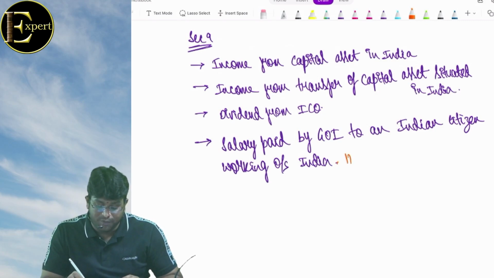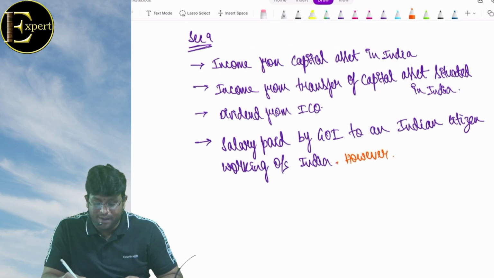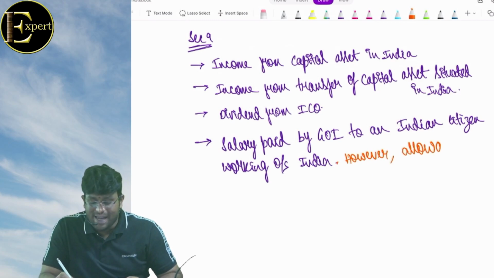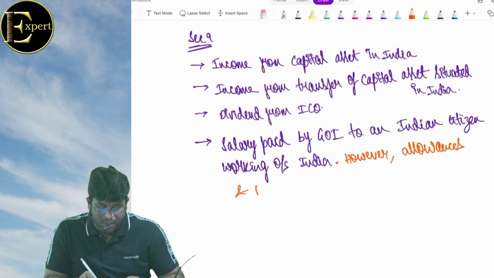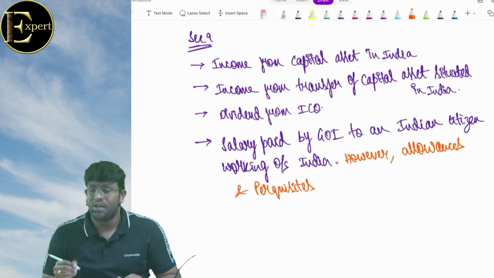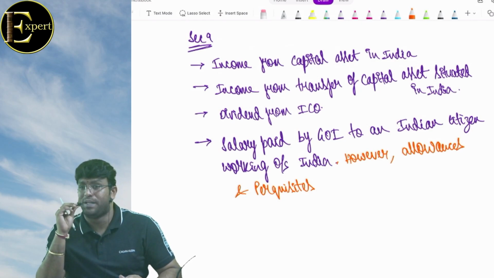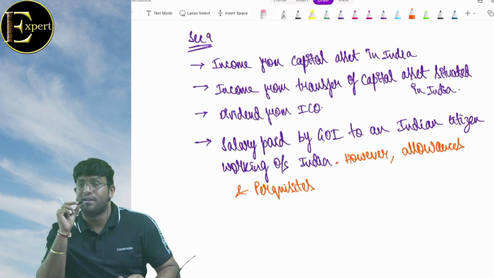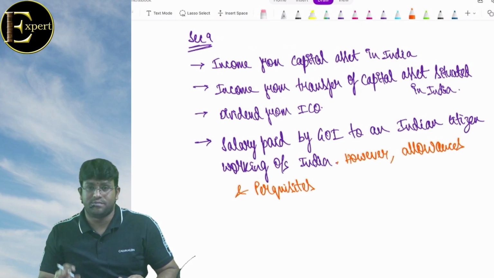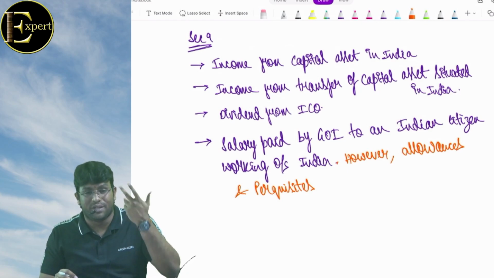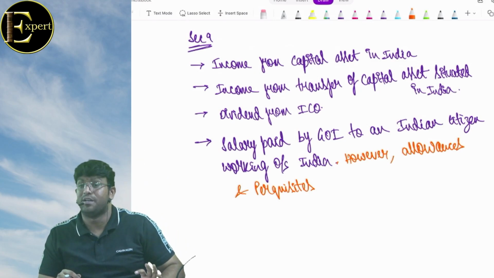However, allowances and perquisites. Allowance is a benefit which is not concerned with actual expenditure incurred, whereas perquisite is a benefit which is concerned with actual expenditure incurred. Imagine you come to me and tell, sir, I'm feeling hungry. I gave you 100 rupees and I told, do whatever you want, eat whatever you want, celebrate festival. What do you call it?